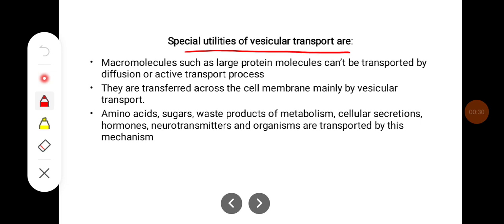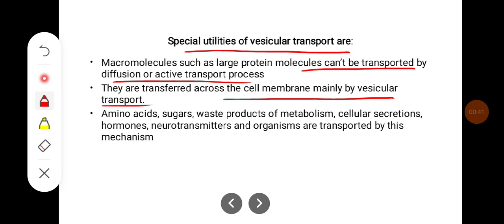Special utilities of vesicular transport: macromolecules such as large protein molecules can't be transported by diffusion or active transport processes. They are transferred across the cell membrane mainly by vesicular transport. Amino acids, sugars, waste products of metabolism, cellular secretions, hormones, neurotransmitters and organelles are transported by this mechanism.